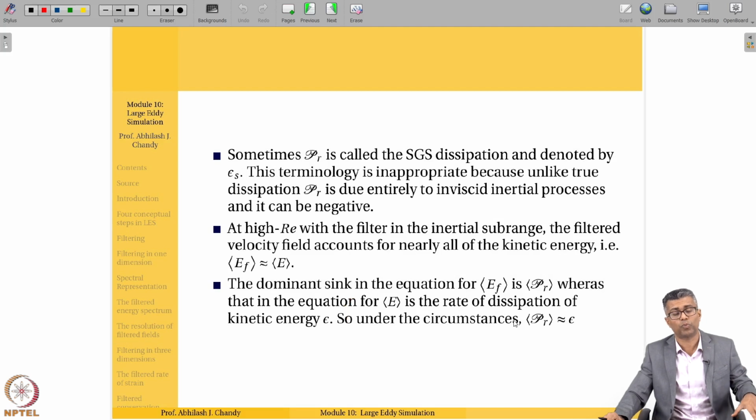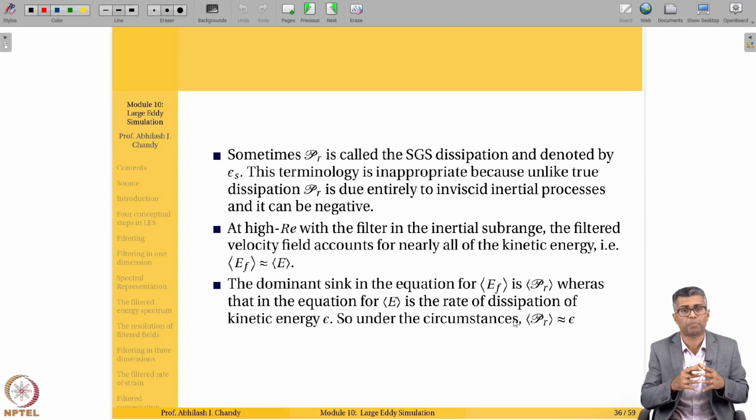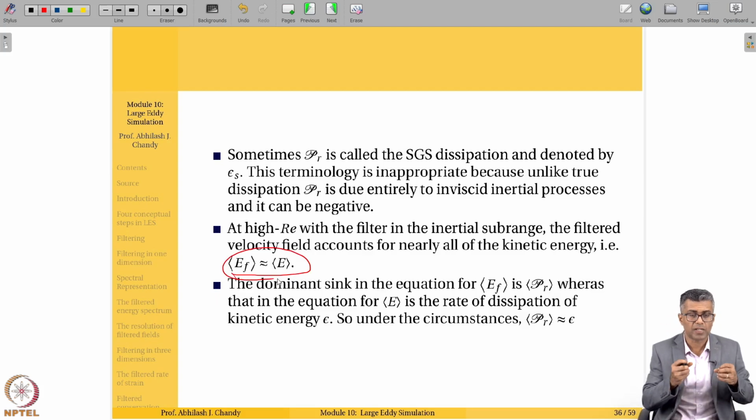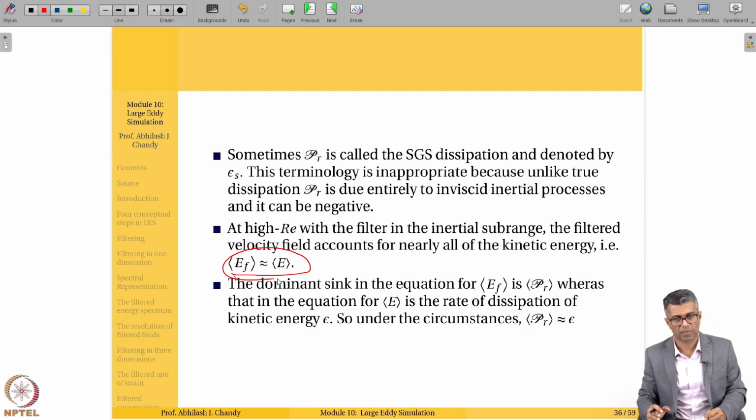At high Reynolds number, with a filter being in the inertial subrange, this filtered velocity basically pretty much accounts for almost the entire kinetic energy. We had the number earlier where it accounted for more than 80% of the total energy. So that means you're just neglecting the 15 to 20% of the energy. So in that sense, EF is approximately equal to E, isn't it? The average of this EF is approximately equal to E. So that means that residual kinetic energy almost does not exist, right?